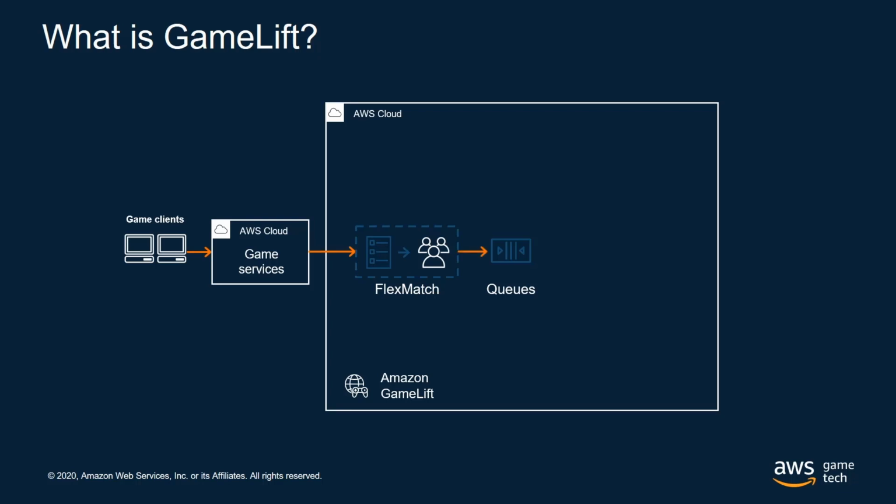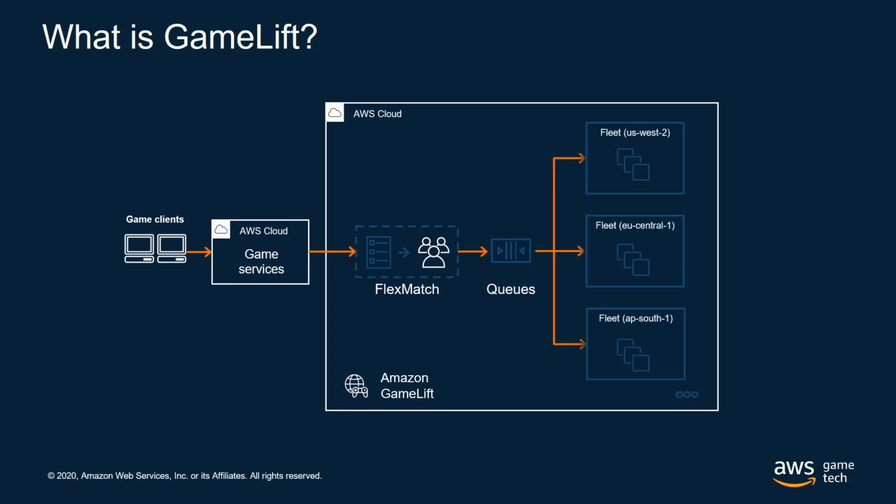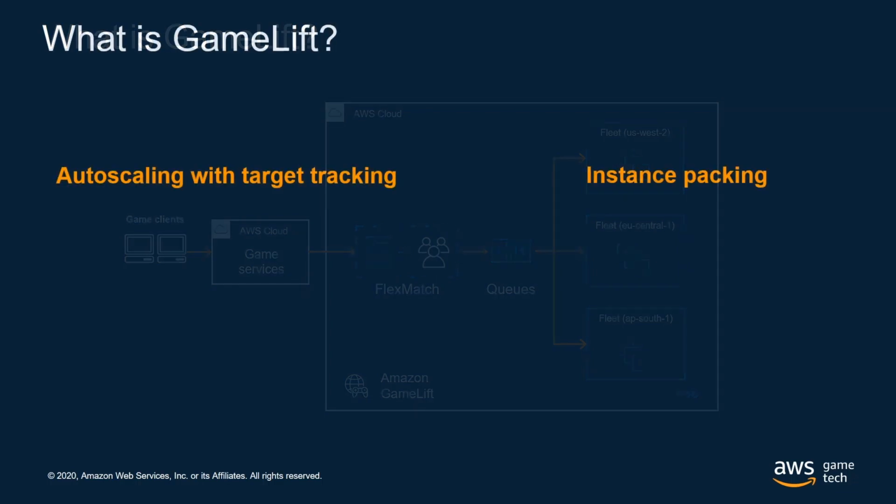The queue's job, given a set of players and their latency information, is to scan across all of the capacity you have worldwide and place those players on a server that will give them the lowest latency experience possible. And those pools of capacity we just call fleets in GameLift. So that's where GameLift fits into your backend.